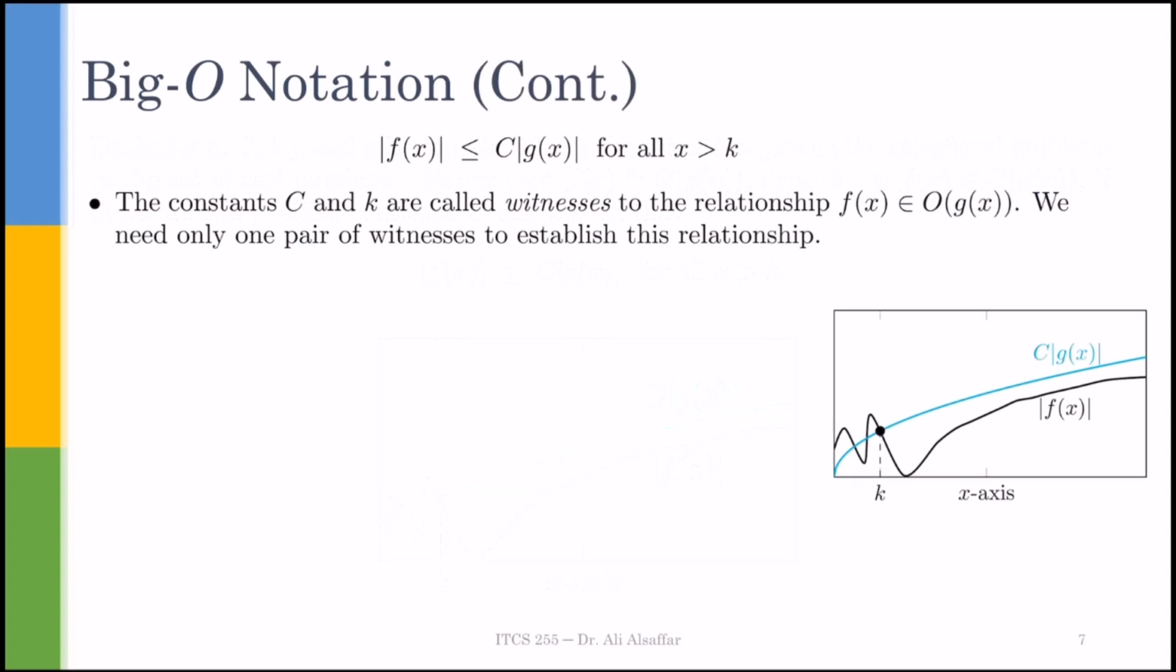The constants c and k are called witnesses to the relationship. And these witnesses are not unique, so we need only one pair of witnesses to establish this relationship. Let me show you an example.